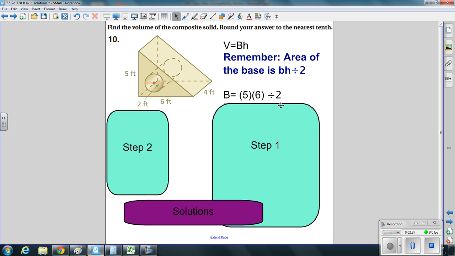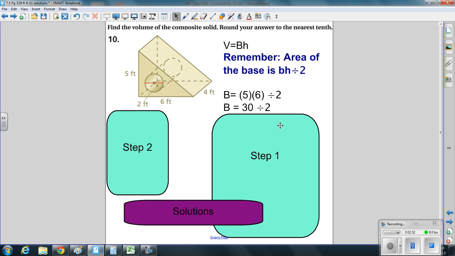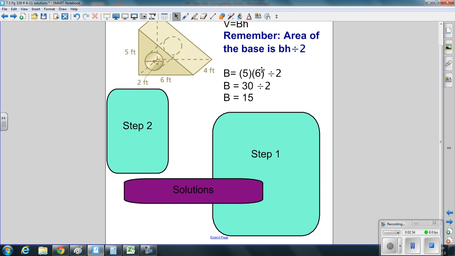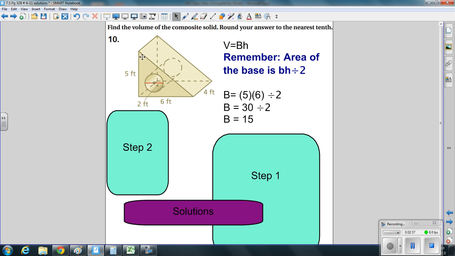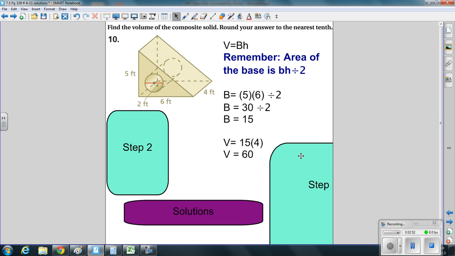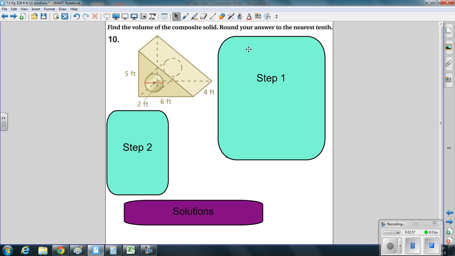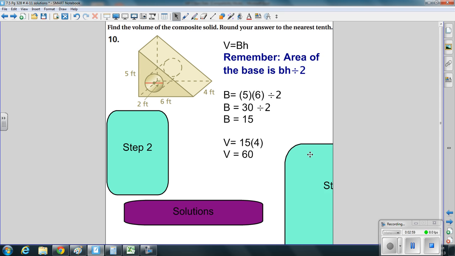Then we're going to divide by 2 because we have a triangle. Remember, a triangle is half of a square or a rectangle. 30 divided by 2 is 15. So the area of the base is 15 feet squared. Now what we want to do is multiply area of the base times the height. The height is the distance from the front base to the back base, which is 4 units or 4 feet. So 15 times 4 is 60 feet cubed. Are there any questions? No.